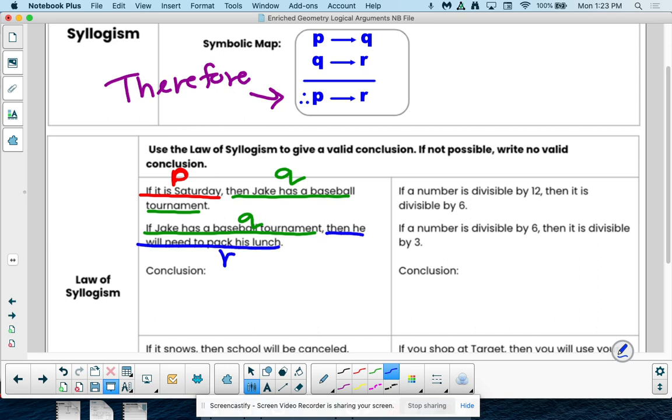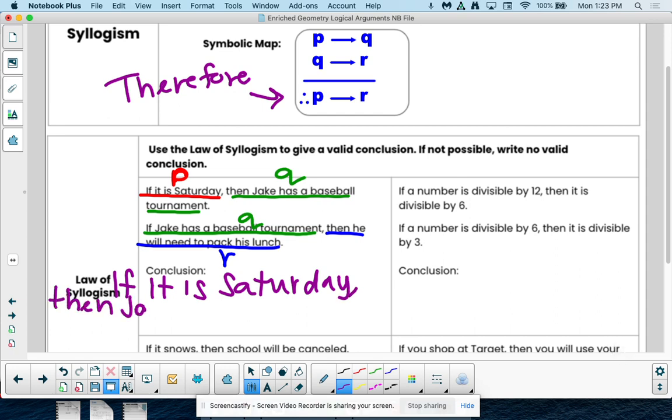So did it follow the right form? P implies Q. Q implies R. So what's my final statement? If it is Saturday, then Jake needs to pack his lunch. It followed the right form. You guys see that? P implies Q. Q implies R. So we can kind of cut out the middle. So if it is Saturday, then Jake will need to pack his lunch.